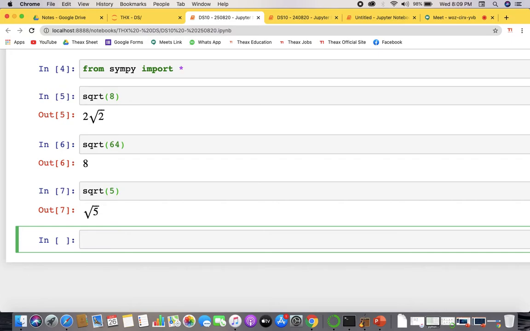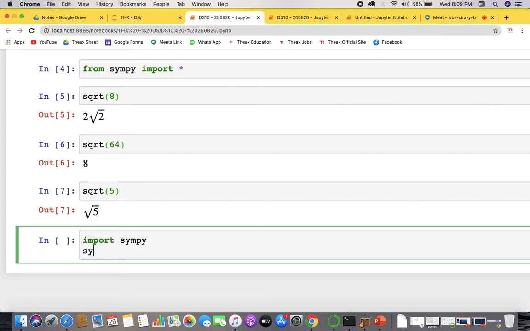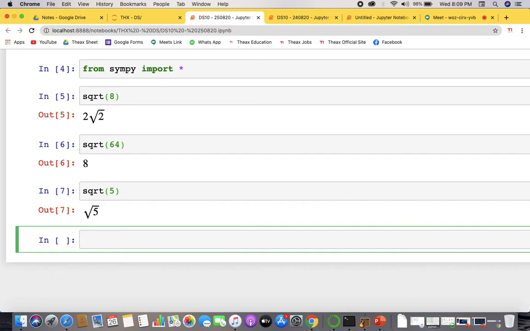If you write the statement as import sympy, then you would have to write sympy.sqrt and then the other things. Since I have imported everything, I'm not going to write that.